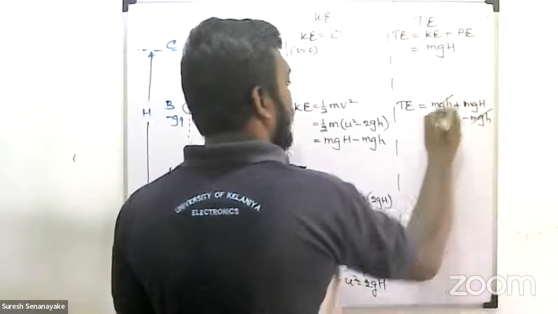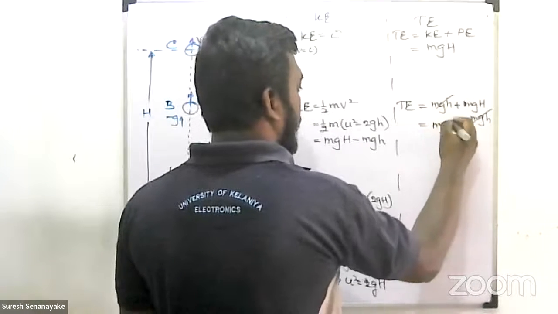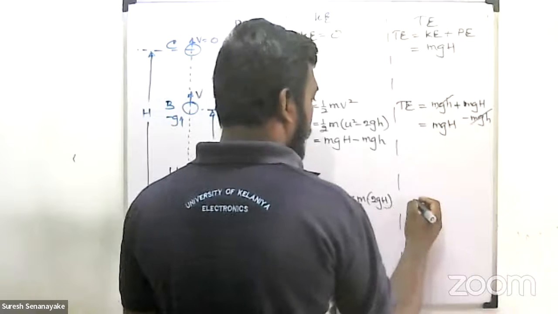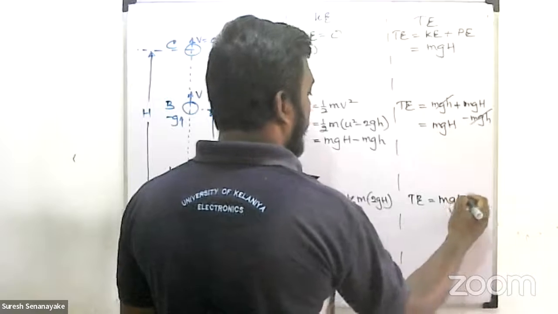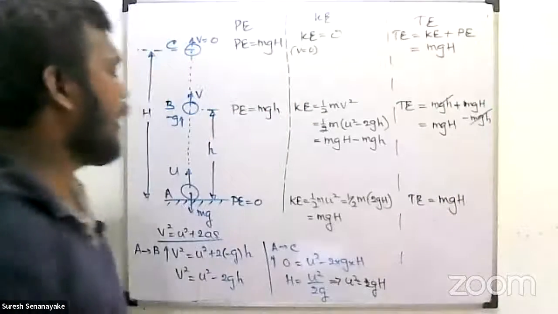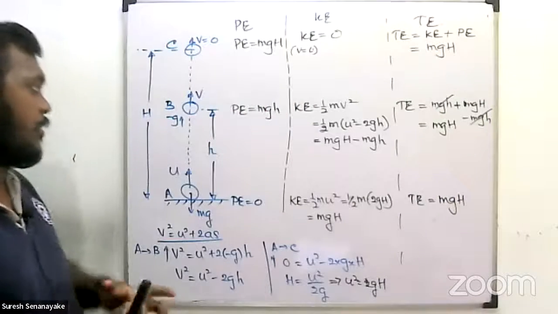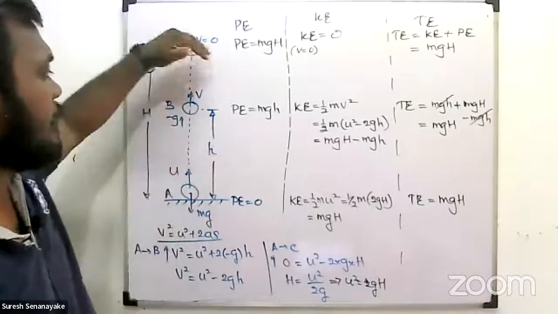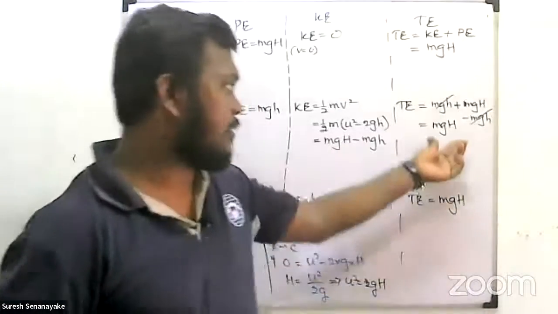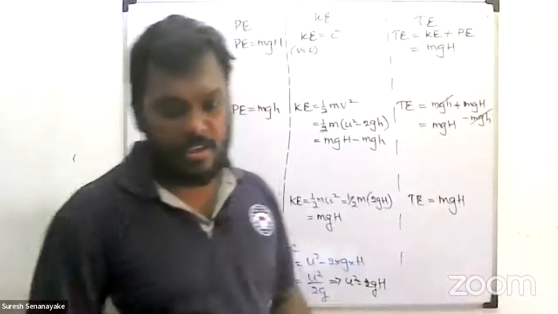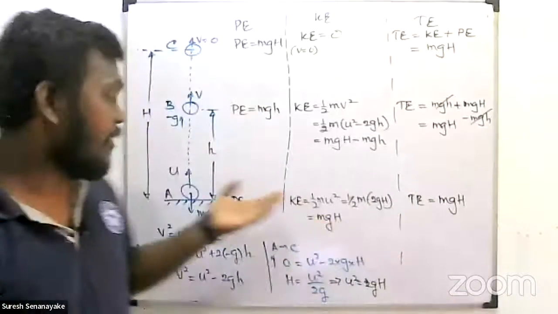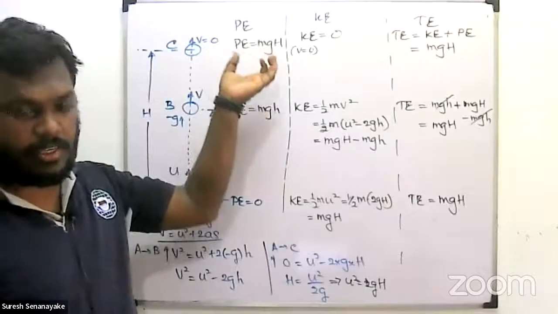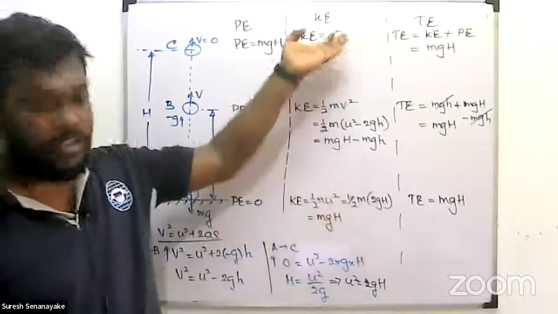So then these two cancel, and this total energy is mg capital H. And here also total energy, potential energy is 0, the kinetic energy is equivalent to mg capital H. So you can see now, during this motion at any point the total mechanical energy remains the same, that's mgh. But when it is moving up, the potential energy increases and kinetic energy decreases.